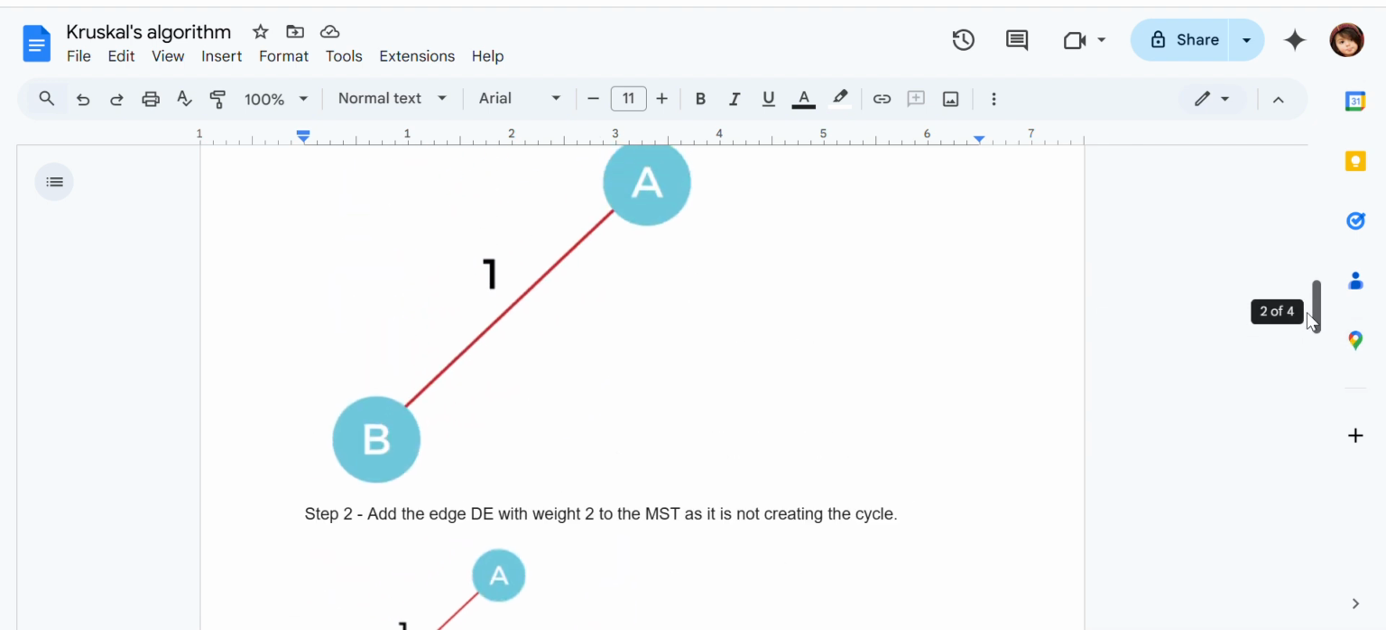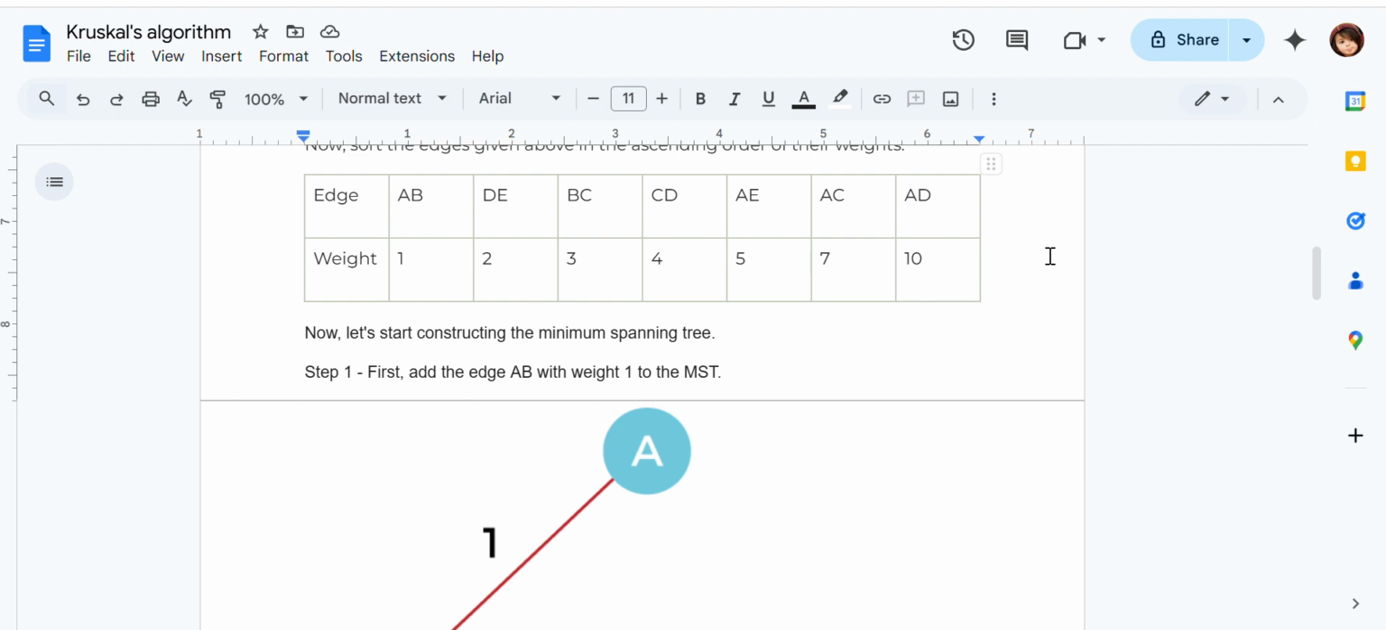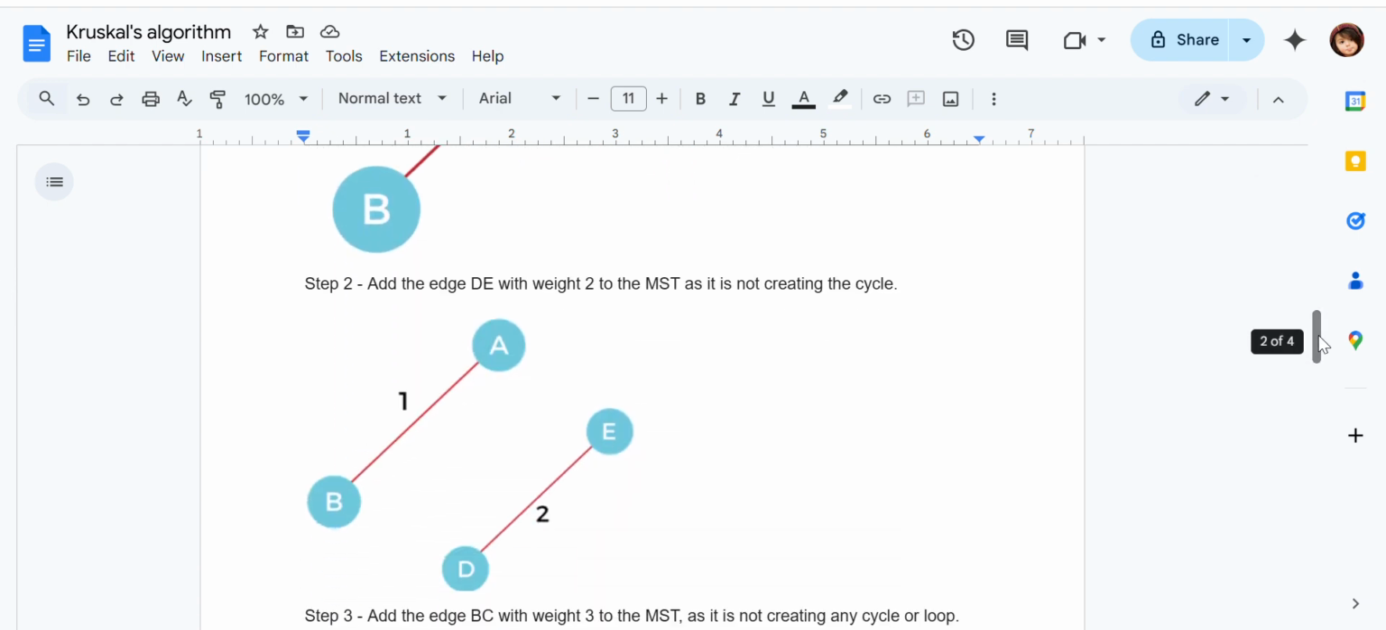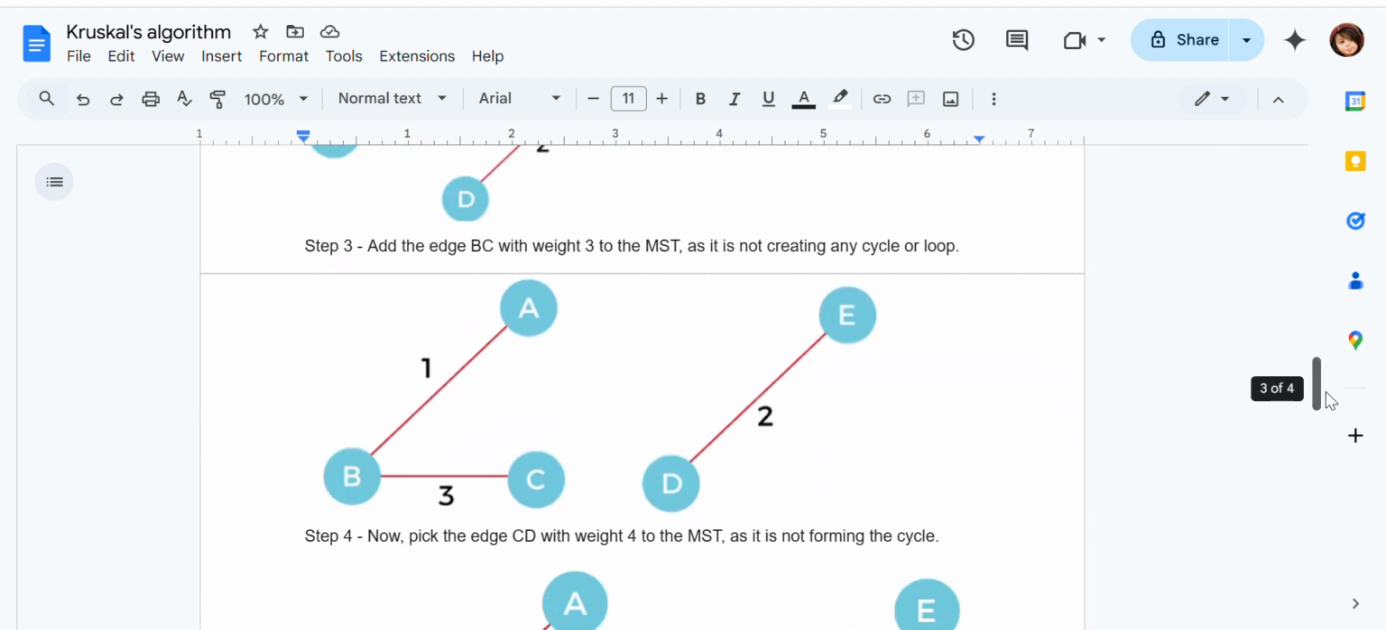And then what is the third one? We have BC with the weight 3. We already have this part, so now we extend B to C with the weight 3. So add the edge BC with the weight 3 to the MST, the minimum spanning tree. Now this is not creating any cycle or loop. This is also a minimum spanning tree, but we still have edges left, so we have to add those.